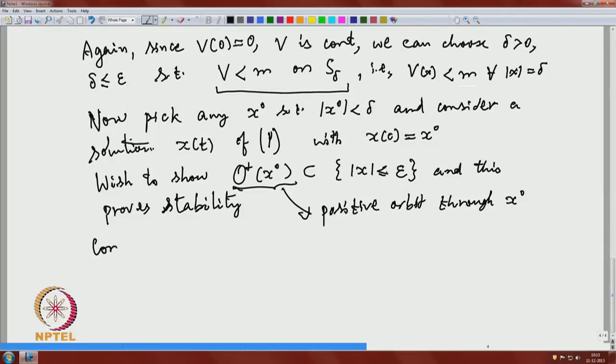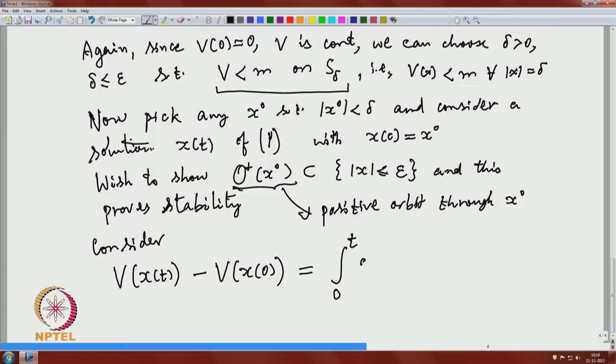For this, consider V of x t. So, now we are bringing in V. You compose the solution x with this real valued function V, the Lyapunov function V. So, you get another function from the real line into the real line, that is the composition of V and x. And this, by the fundamental theorem of calculus, one variable calculus, is the integral from 0 to t of d by d s of V of x s. So, this you have already seen many times. I am just applying the fundamental theorem of calculus. So, just see how simple things in calculus are utilized.